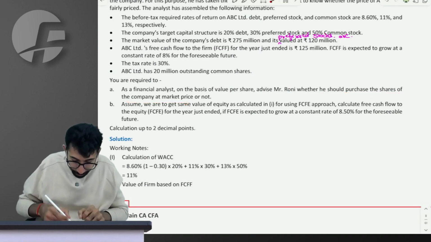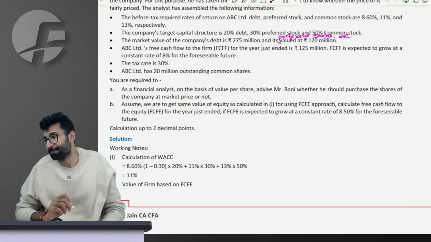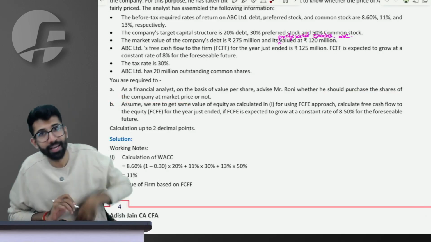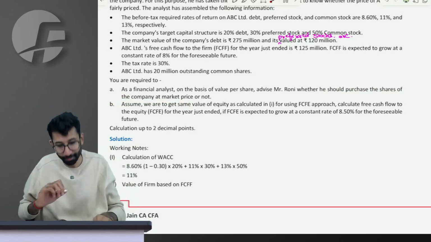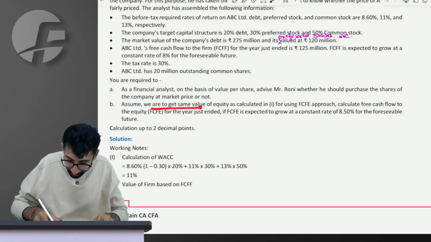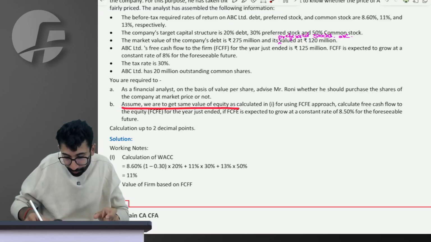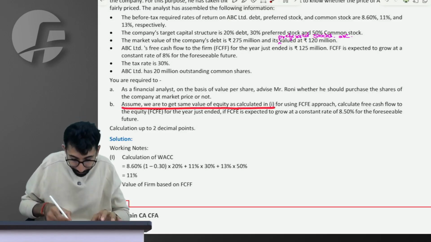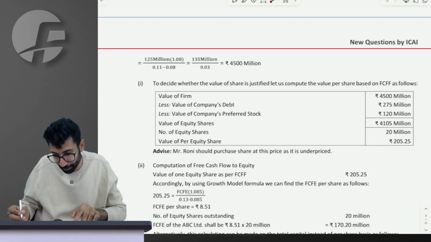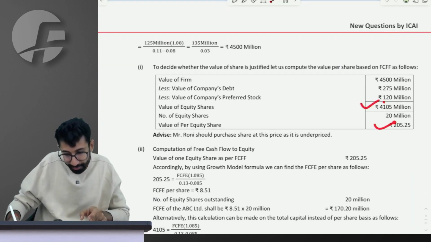Part A gets done. Part B, what does it say? People in the class, are you all there? Align to me. Be there in the discussion. Please listen to me. We are to assume we get the same value of equity as calculated in part 1. In part 1, you calculated the value of equity. This is totality, this is per unit.